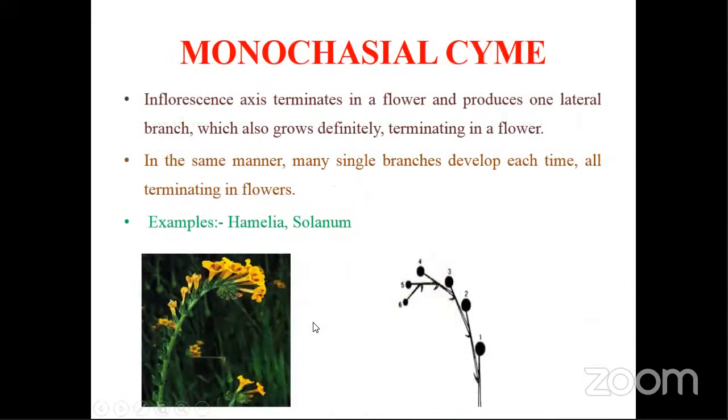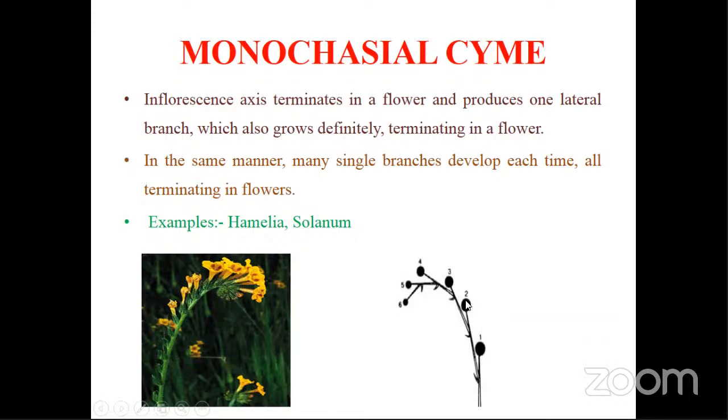In monochasial cyme, the inflorescence axis terminates in a flower and produces one lateral branch, which will also terminate in a flower. And this produces one lateral branch, which also terminates in a flower. This type of growth continues. Each time, one branch will be produced. The inflorescence axis terminates in a flower, produces one branch, which terminates in a flower.